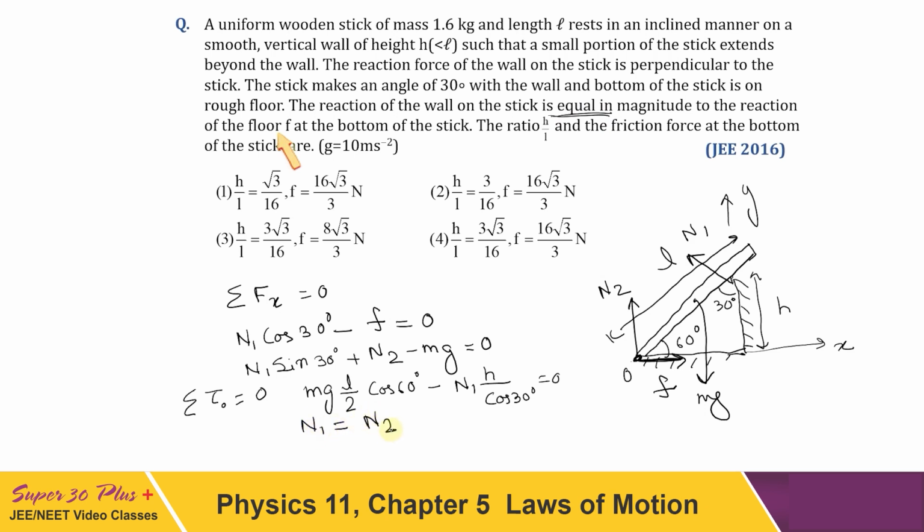If we solve all these equations, we will get H by L equal to 3√3 upon 16, and F, that is friction, is equal to 16√3 upon 3. So our correct option is option number 4. Let's now move to the next question.